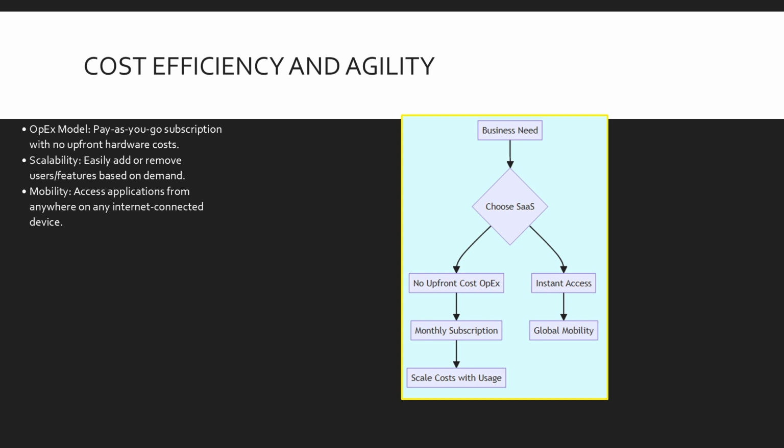This flow shows the economic logic of SaaS. Starting from a business need, choosing SaaS leads to no upfront cost and instant access. The cost path flows to a monthly subscription that allows you to scale costs with usage. The access path leads to global mobility, visualizing how SaaS converts rigid capital expenses into flexible, accessible operational expenses.